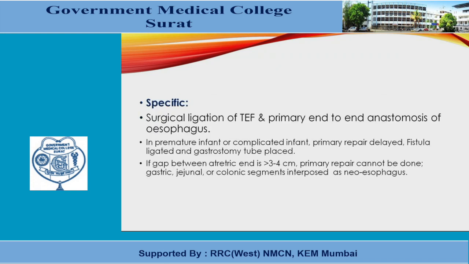In specific treatment, there is surgical ligation of the tracheoesophageal fistula, and primary end-to-end anastomosis of the esophagus is done. The upper part and lower part we have to resect and do end-to-end anastomosis, and the fistulous connection between esophagus and airway is ligated. In premature infants or complicated infants, primary repair can be delayed, and the fistula will be ligated, and a feeding gastrostomy tube can be placed over the abdomen. We have to do esophagostomy at the upper part of the neck.